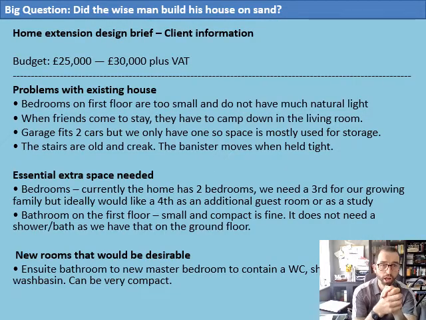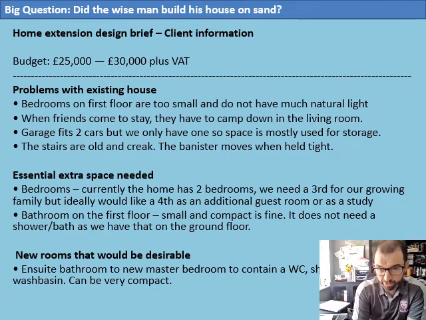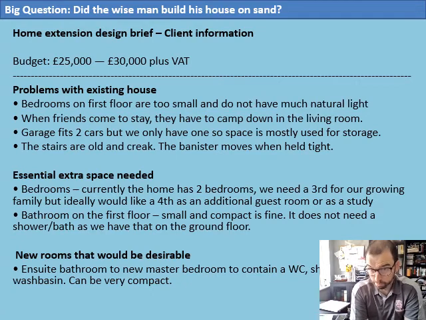So this is a home extension design brief. It's got a budget of between 25,000 and 30,000 plus VAT. The client has identified problems with the existing house. The bedrooms on the first floor are too small and do not have much natural light. When friends come to stay, they have to camp down in the living room. The garage fits 2 cars, but we only have 1, so the space is mostly used for storage. The stairs are old and creaky, and the banister moves when it's held tight. So that's a few problems with the house.